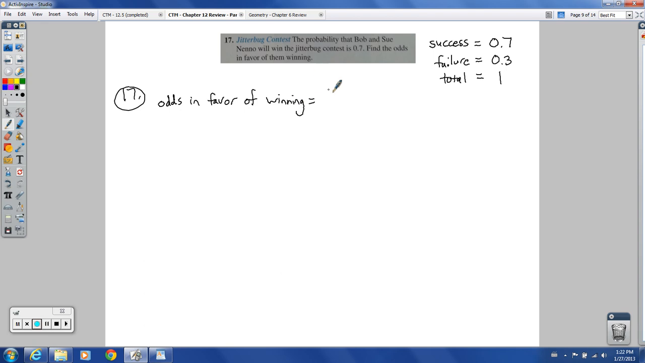That would be success over failure. So success is 0.7, failure is 0.3. With this one, I would say we should move the decimal. We don't want to have decimals and fractions together, so we can multiply both parts by 10, and then that would be the same thing as saying 7 over 3 or 7 to 3.